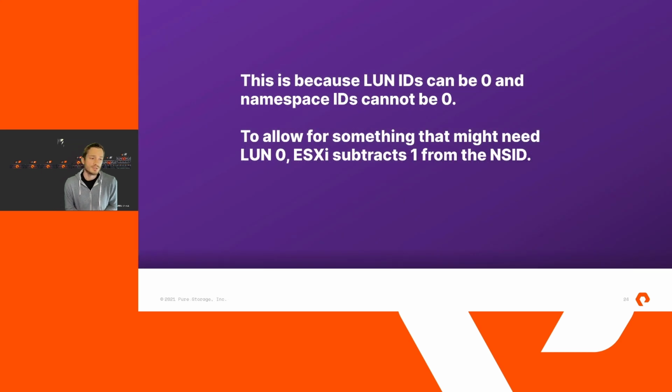Well, the reason for this is that LUN IDs can be 0. Namespace IDs cannot. And so what VMware does, in case something needs LUN 0, is it automatically subtracts 1 from the namespace ID. That is now its LUN ID. And so if something does for some reason need 0, it is still possible with NVMe from a VMware perspective. Does it really matter for most things? No. LUN IDs don't really matter for anything these days. But this is the reason for this disparity.